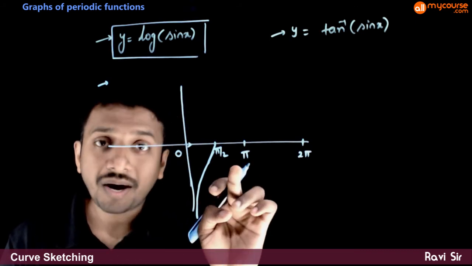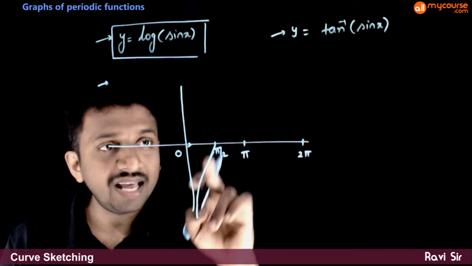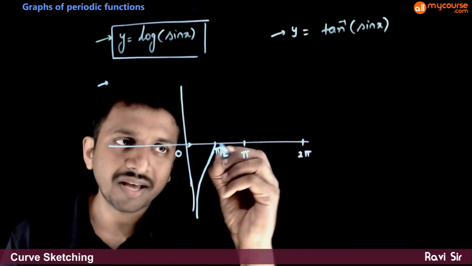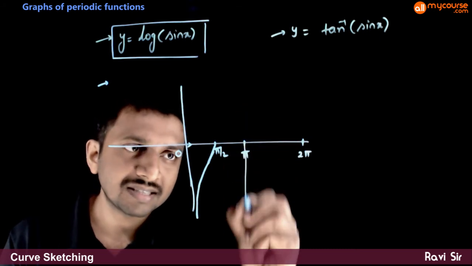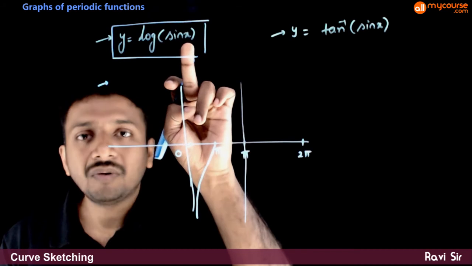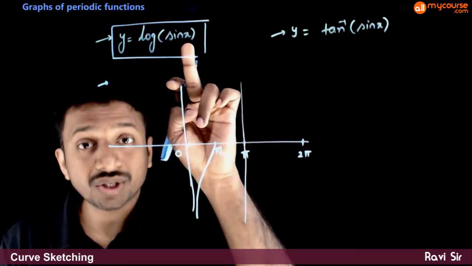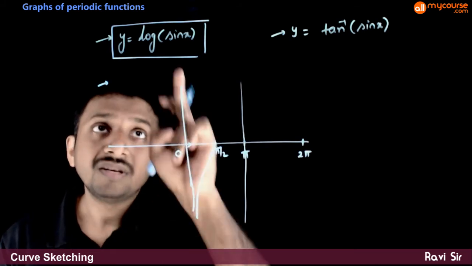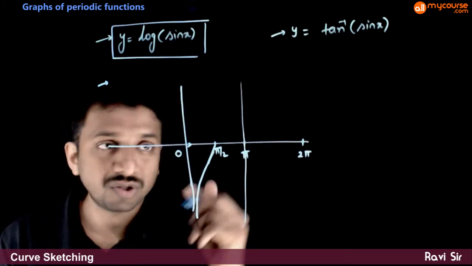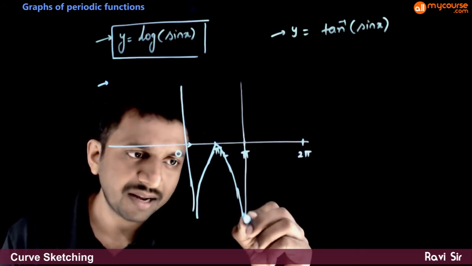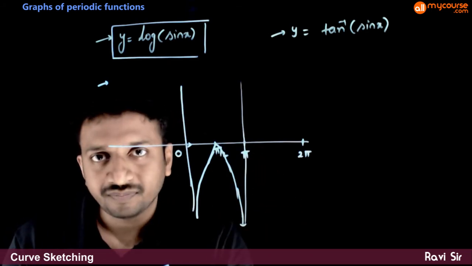Next, what happens after pi by 2? Again, the value of sin x starts decreasing. So log of sin x also starts decreasing. So it goes down, and when x goes closer and closer to pi, sin x goes closer and closer to 0. So log of 0 goes to minus infinity again. The graph goes back to minus infinity.